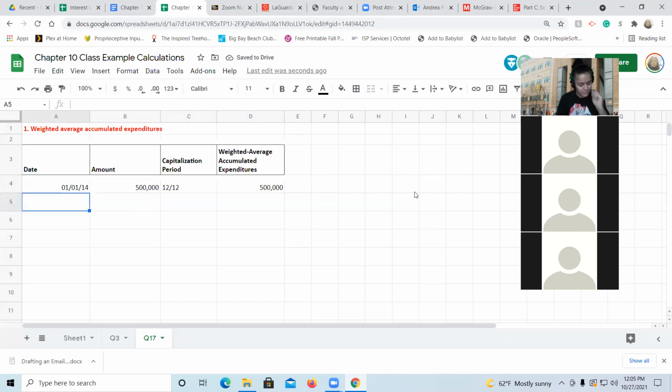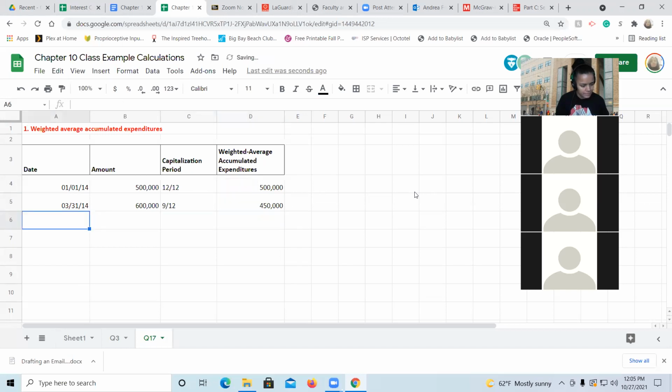Good. Next. March 31st. $600,000. And the capitalization period is 9 over 12. We have to be careful how we count our months, right? March 31st, not March 1st. So between March 31st and December 31st is 9 months. And what did you get as your expenditure? I got $450,000, because it's 600,000 times 9 over 12.